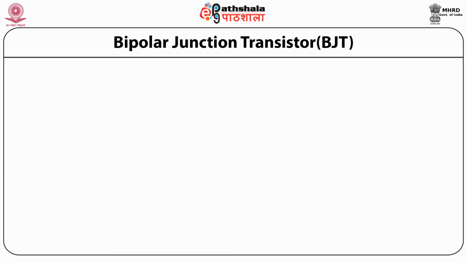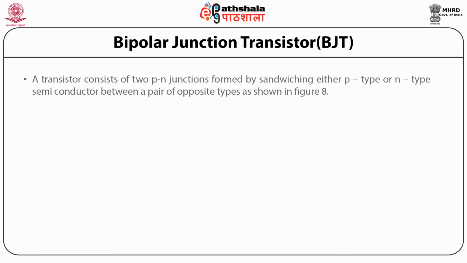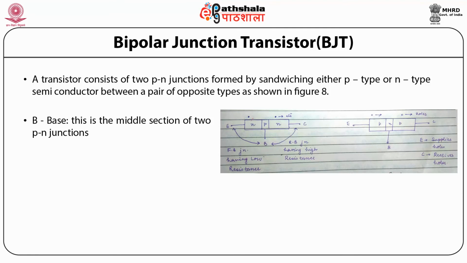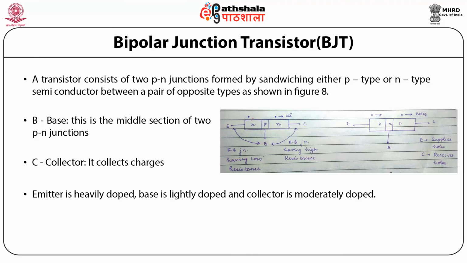Bipolar junction transistor, BJT. A transistor consists of two PN junctions formed by sandwiching either P-type or N-type semiconductor between a pair of opposite types, as shown in this figure. Here B is the base, which is the middle section of the two PN junctions. C is the collector, which collects the charges. Emitter is E, which is heavily doped. Base is lightly doped, and collector is moderately doped, which is explained in this figure.